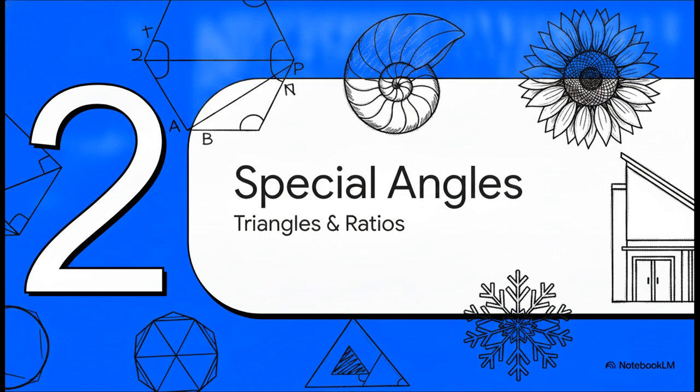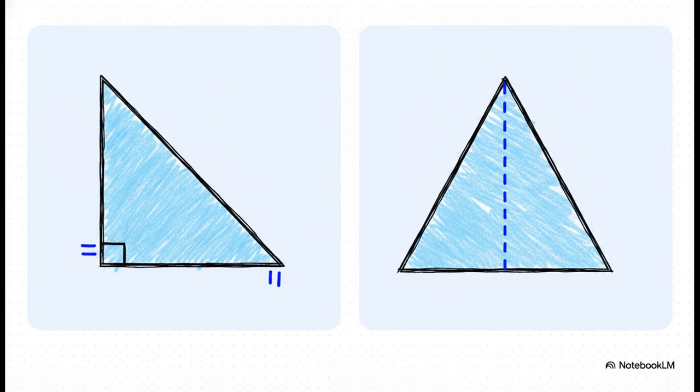Moving right along to Section 2, special triangles and angles. We've got 2 very special shapes here that show up everywhere. On the left, the 45-45-90 isosceles triangle, where the 2 legs are perfectly equal. If they are length 1, the hypotenuse is exactly the square root of 2. On the right, imagine a perfectly equilateral triangle where every side is 2. If you slice it right down the middle, you get a 30-60-90 triangle. That one simple slice unlocks the exact fractional dimensions for 30 and 60 degrees, with sides of 1, 2, and the square root of 3.